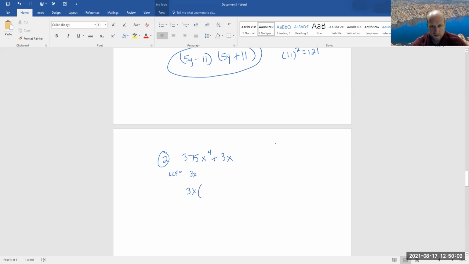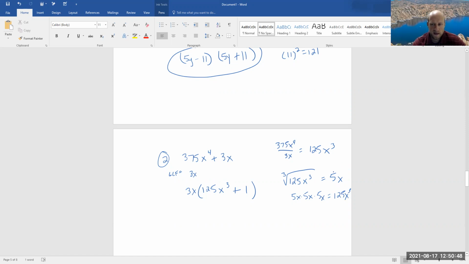So 375 x to the fourth divided by 3x is 125 x cubed. So this is going to be 125 x cubed plus 1 because 3x divided by 3x is just 1. And then this guy is our sum of cubes, okay? So I know that the cube root of 125 x cubed is 5x, or another way to look at that, right? If I multiply 5x 3 times, that's 125x cubed.